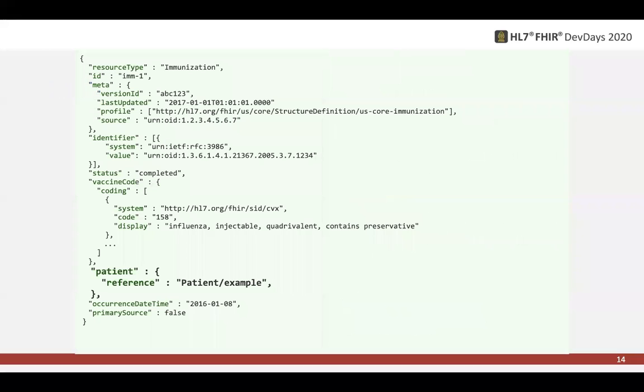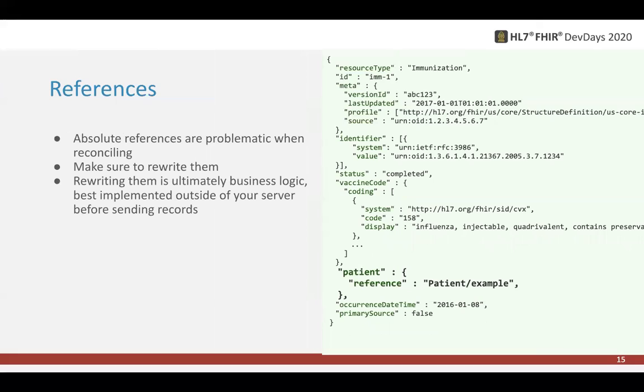Next up is references. So when we talk about references, we're really talking about absolute references being problematic when reconciling. Just rewrite them. That's really just the simple tip on references, is that you want to rewrite them to references in your own internal FHIR server or your own internal system. This is ultimately business logic.